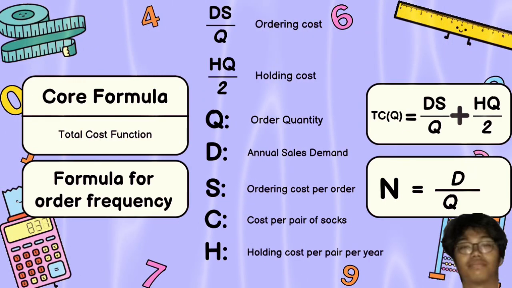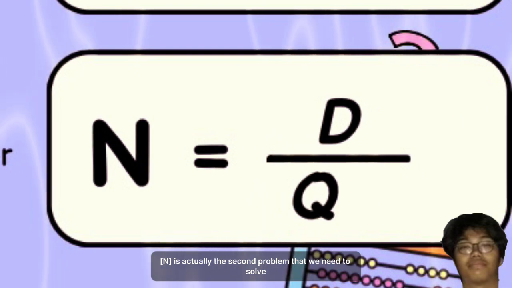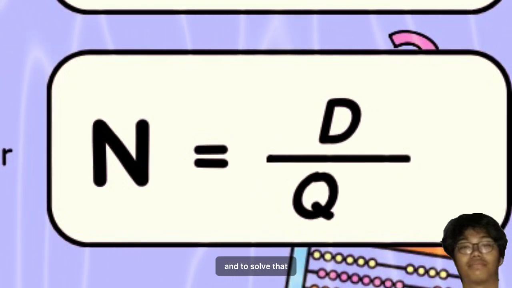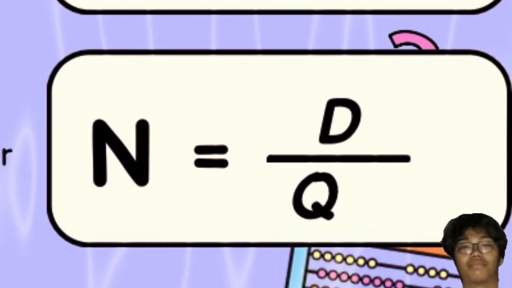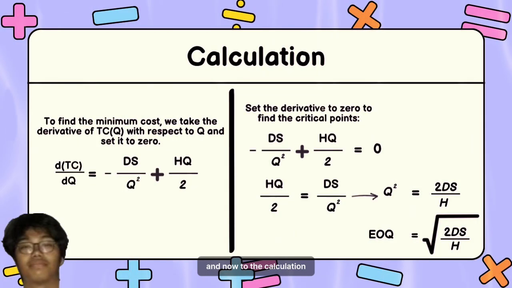Then there's also N equals D/Q. N is the second problem that we need to solve, which is the number of orders per year. To solve that, the equation is annual sales demand divided by order quantity. And now to the calculation.